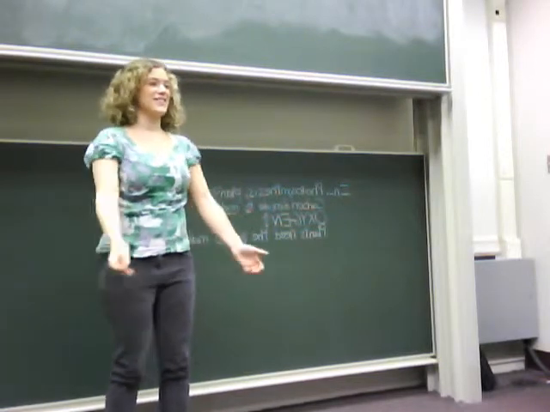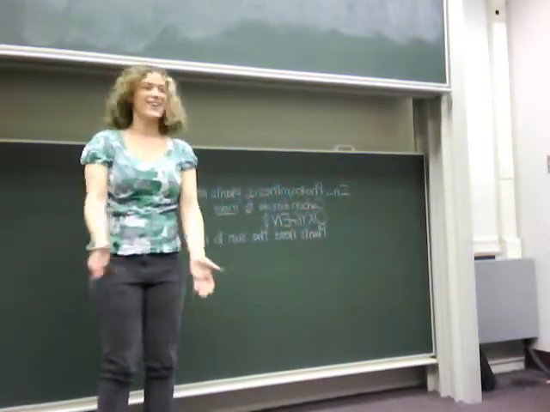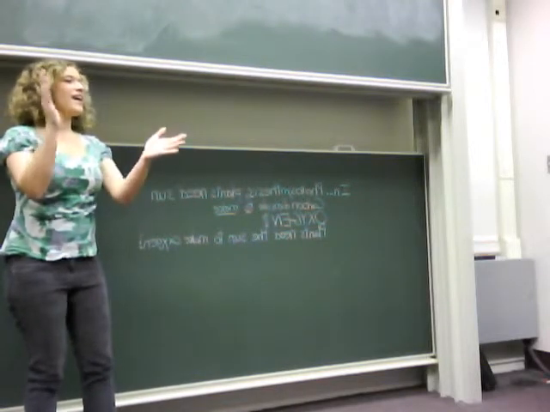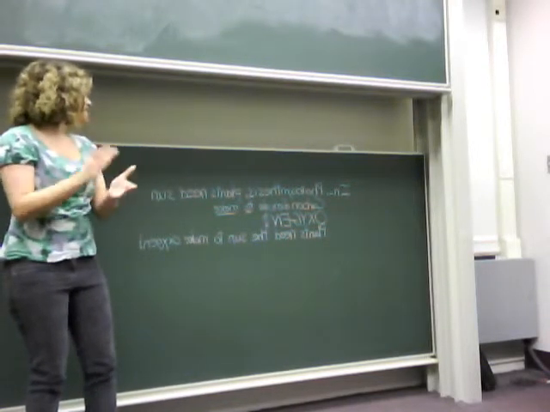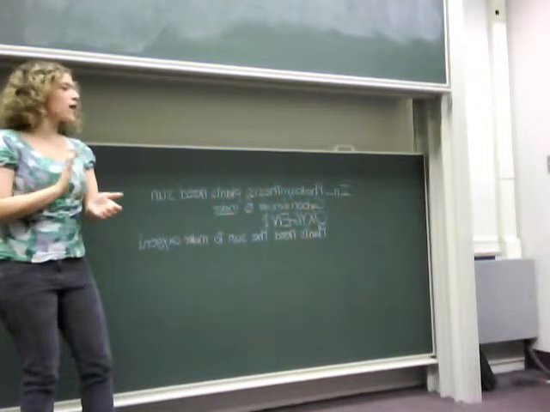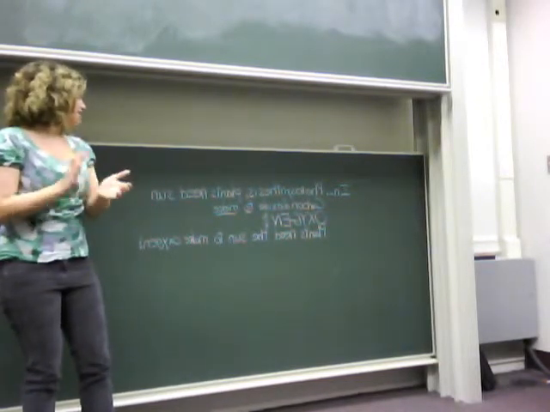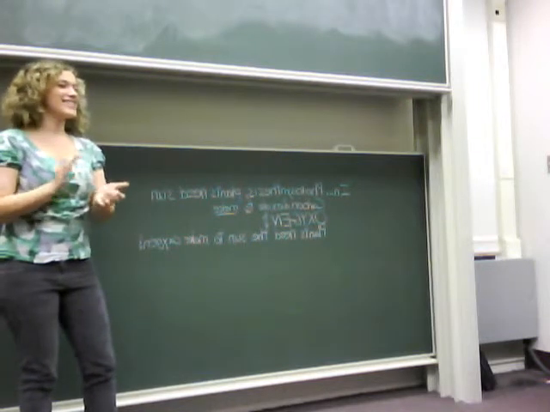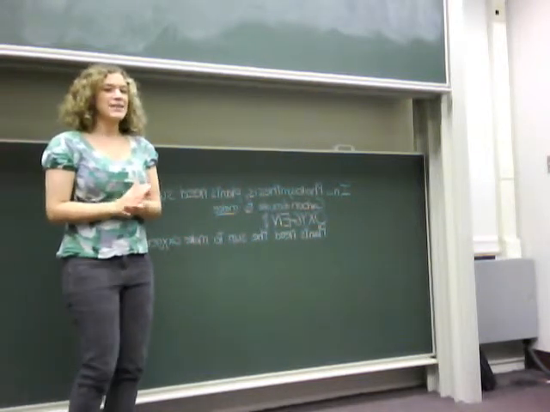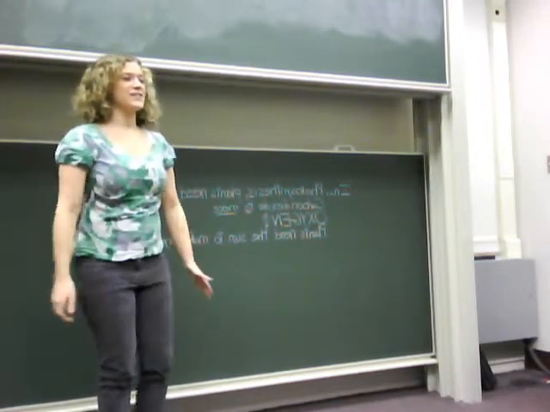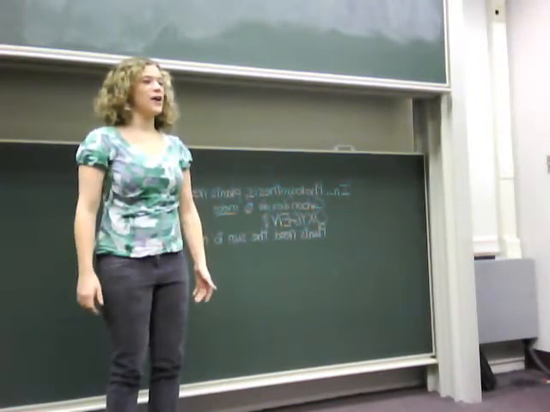Okay, do you want to try it with me? We'll do it a little bit slower first. In photosynthesis, plants need sun, carbon dioxide to make oxygen. Plants need the sun to make oxygen. Plants need the sun to make oxygen. Yay!